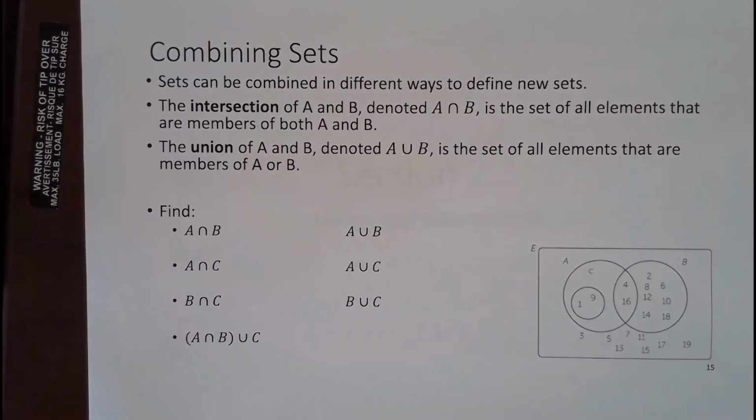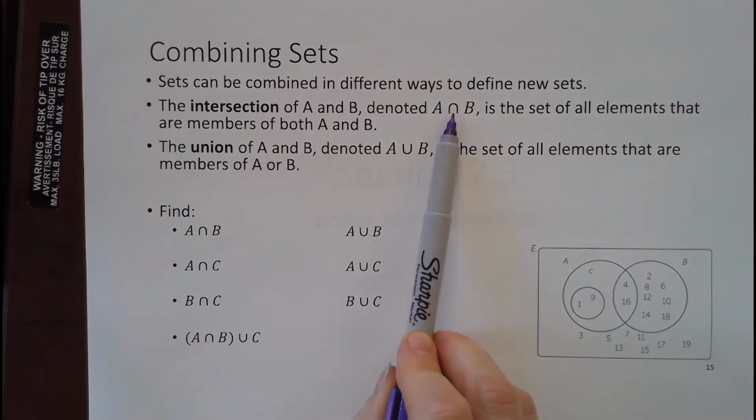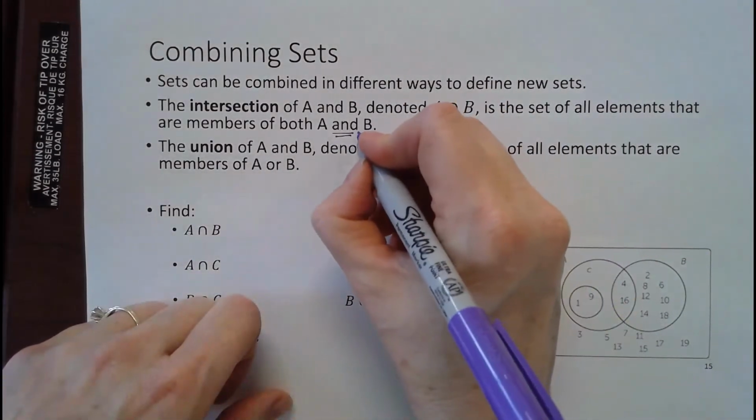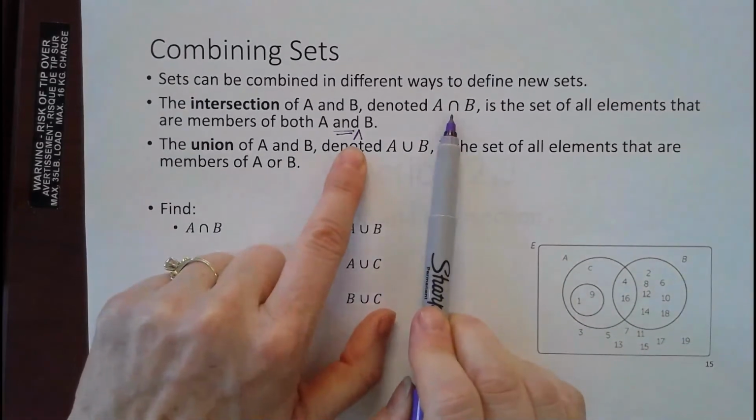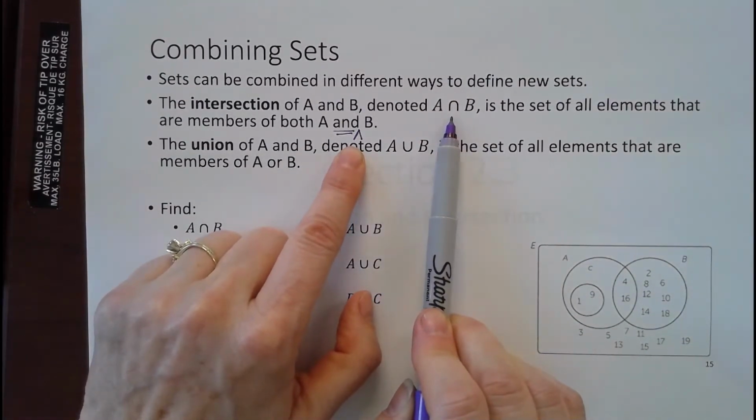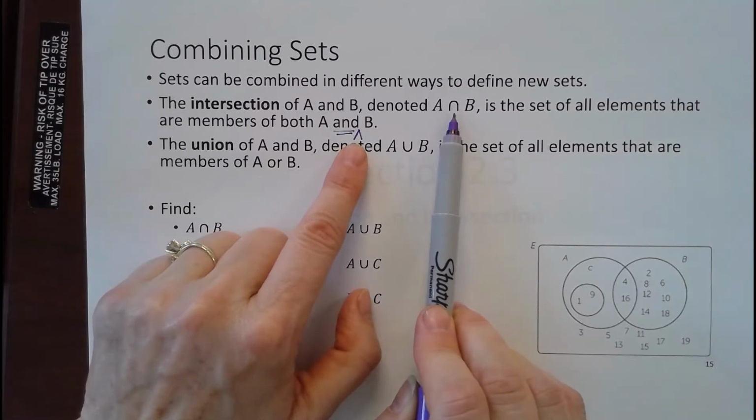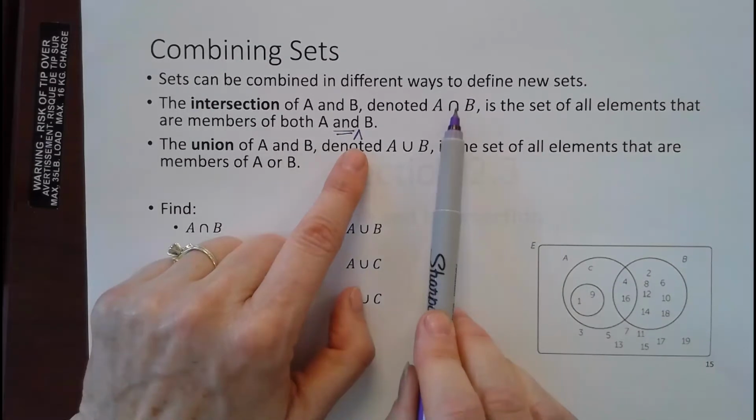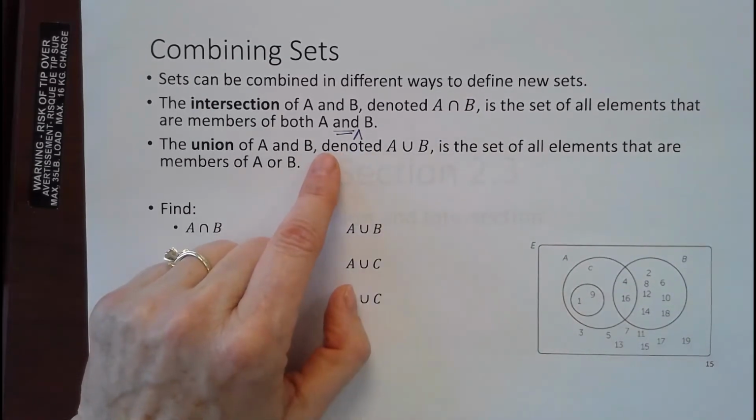It is the set of all elements that are members of both A and B. One thing to note is that intersection and the word "and", the symbol for "and" looks like that. They look really similar. So "and" and intersection act very much the same. We're going to see a relationship between our logic symbols and our set operators, and we'll see that the intersection acts just like the "and".